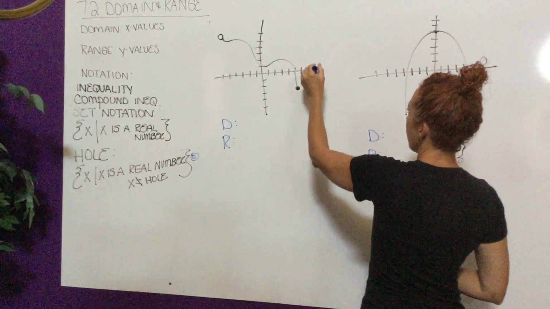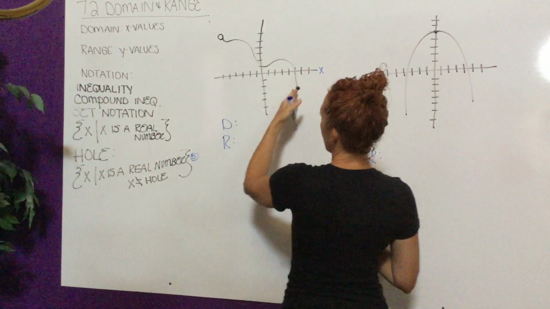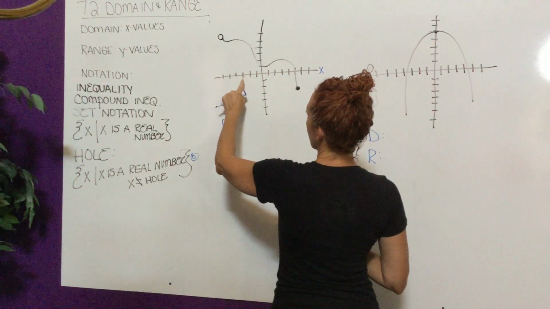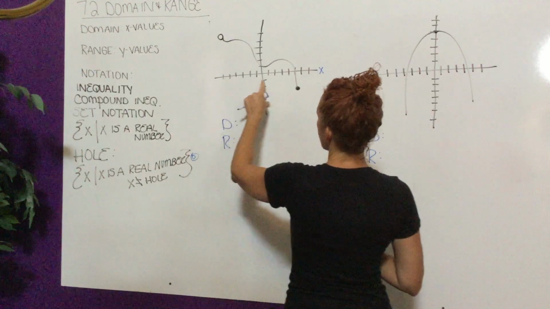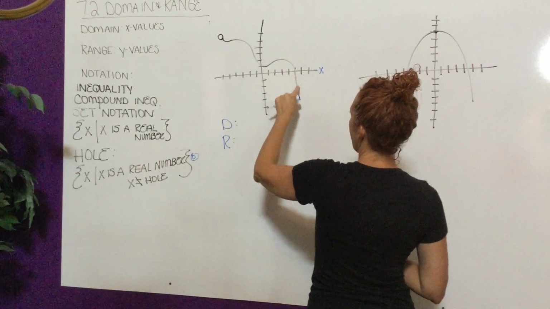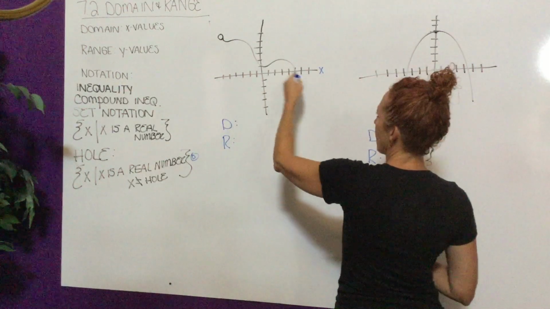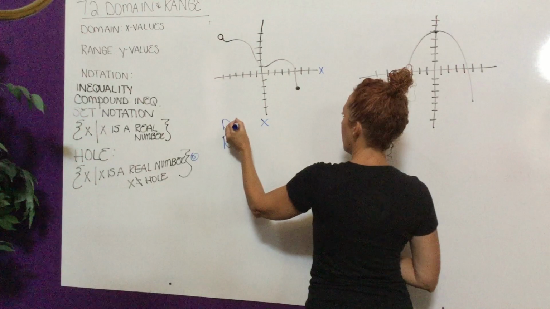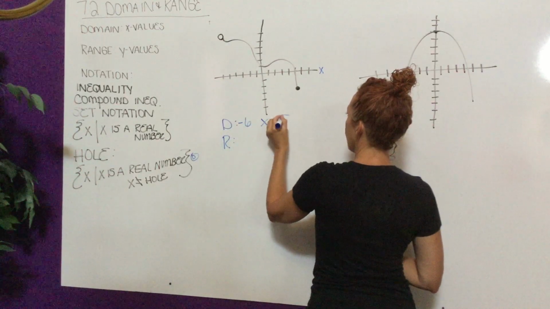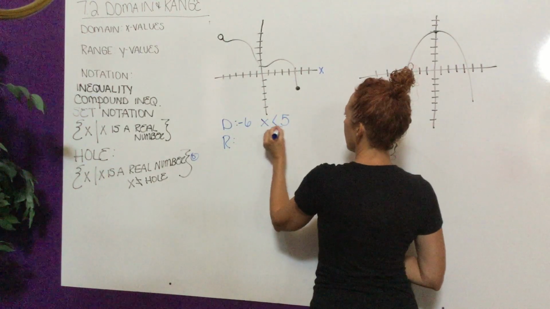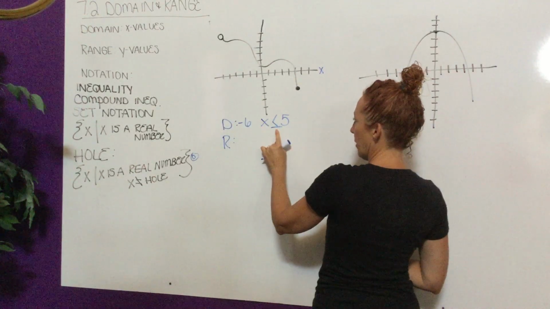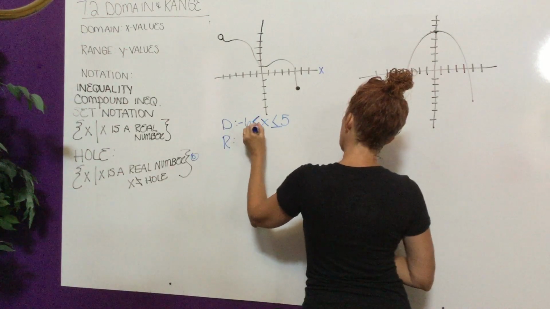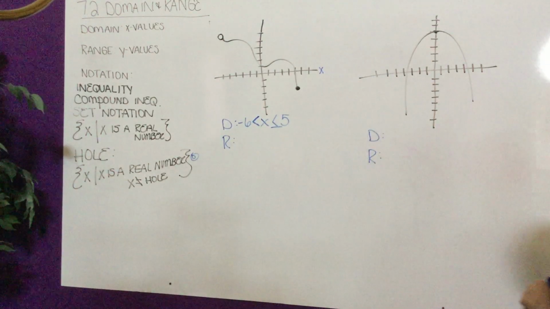So here are my x values, left to right. It looks like x is anything in between, continuously, negative 6 and positive 5. And it is continuous, so I'm going to put x smack dab in the middle between negative 6 and 5. Because it includes the number 5, make sure that you draw the line there. But this is an open circle, so it does not include the negative 6.